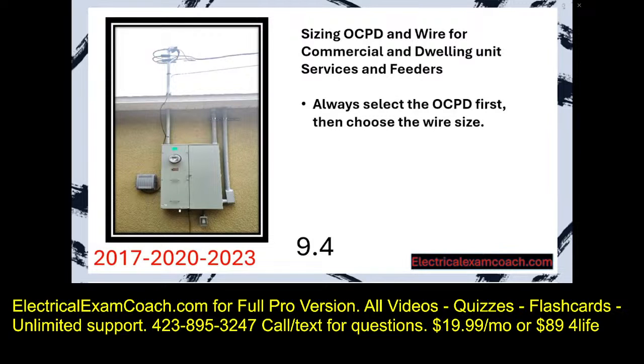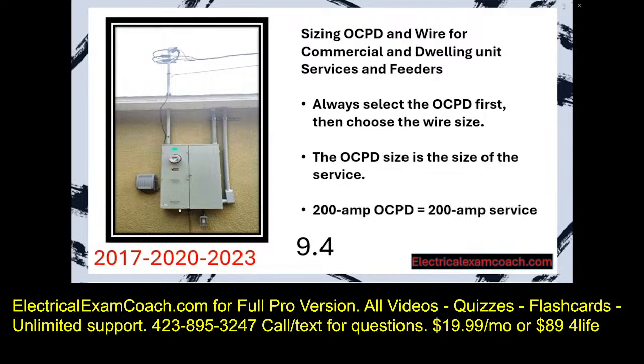Always remember that we're going to select our overcurrent protective device first, and then choose our wire size. Also, the overcurrent protective device size is the size of the service. If we're sizing services and we select a 200 amp overcurrent protective device, whether it's a breaker or fuse, based off the size of the load, and we go to the next size up and it ends up being a 200, that means we have a 200 amp service. It's very important to understand that before we move on in the program: if I'm sizing services and I end up with a 200 amp overcurrent protective device, and that is the main breaker on that service, that is now a 200 amp service.